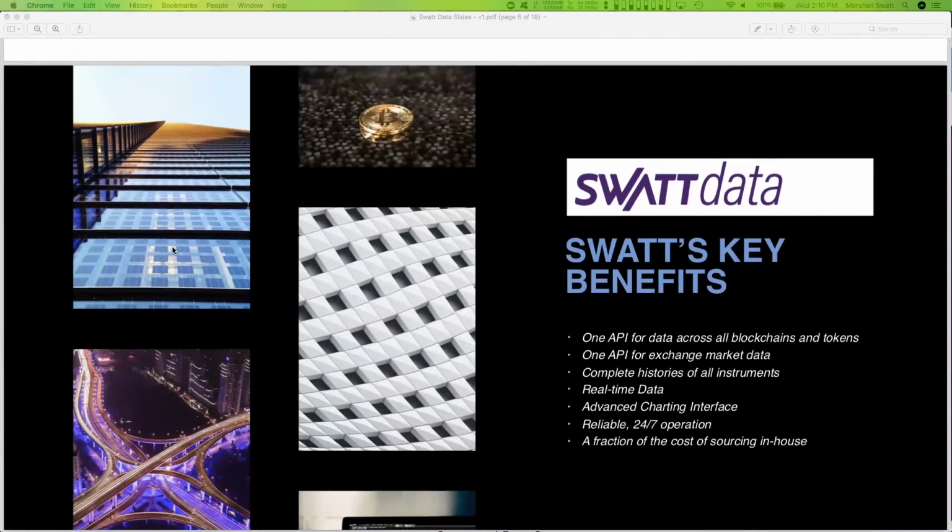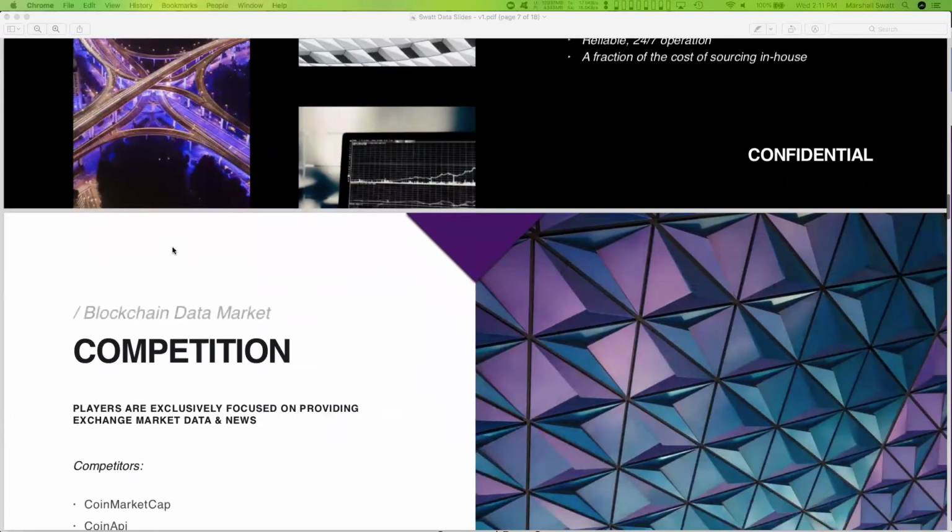The main benefits that we offer in our product is we provide one single API, one interface that provides access to all these blockchain networks, all these different tokens that exist. We also provide market data from exchanges via our API as well. In the case of the blockchain data that we provide, we have full histories going back to the beginning of time for these networks and for the metrics that we provide on them, as well as real-time data and advanced charting interfaces. So that's just a list of some of the overview features of our product.